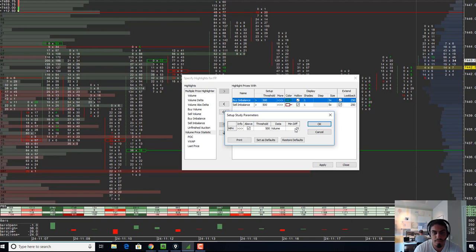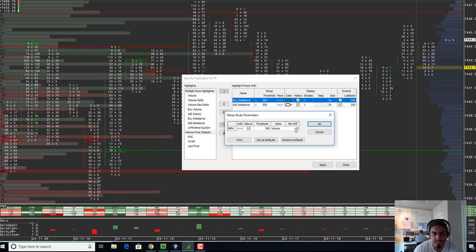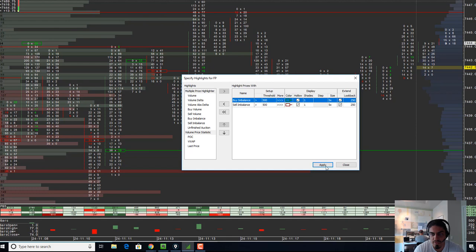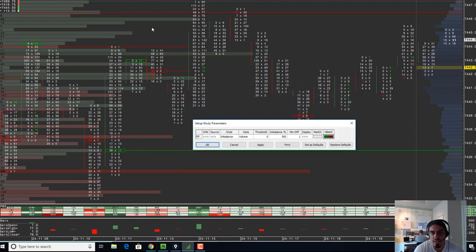If you had anything lower, you'd probably get too many easy levels that stack up and they might not work as well. If you do anything higher, you might not have that many easy levels and it'll be a little harder to use them. So let's go into the footprint here and show you how they're used.